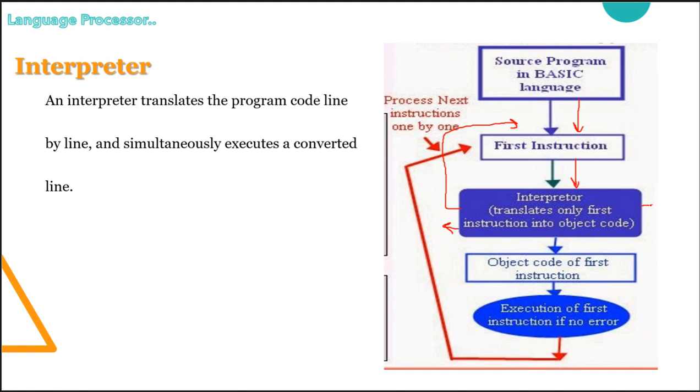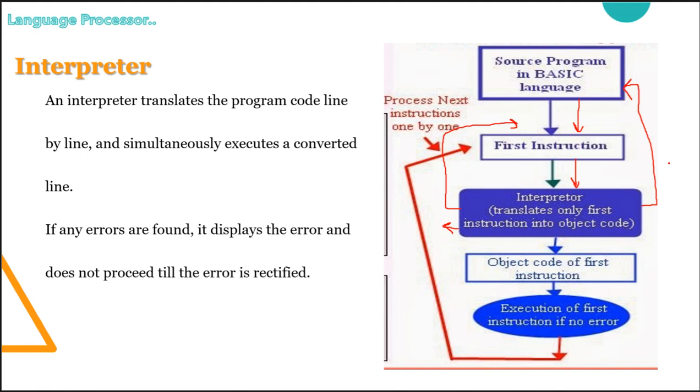At the same time it will interrupt, terminate your program and send an error message that your code is wrong, this is your error, so you need to rectify it, and only then can you run your program again. That means our interpreter will take your code line by line, and if any errors are found, it displays the error and does not proceed till the error is rectified, and then repeats the procedure for the remaining instructions.